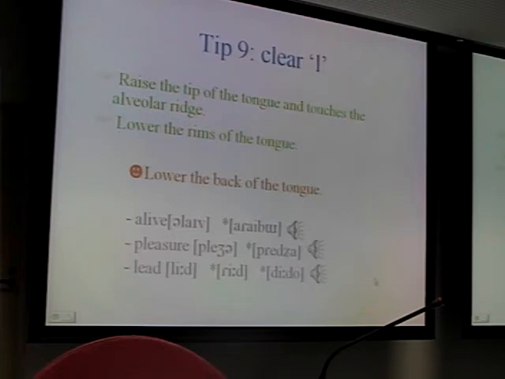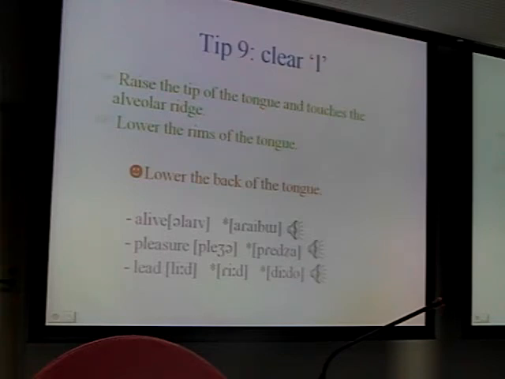Clear L. So it is a lateral approximant. So you have to raise the tip of the tongue and touch the alveolar ridge, the center of the alveolar ridge. But you have to lower the rims of the tongue. Okay.